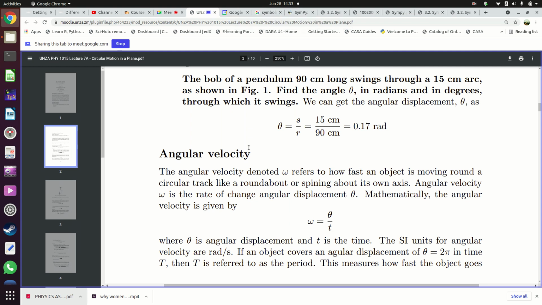And how do we do this? We have to divide the angular displacement, how much displacement you have covered, by the time, t. And this is what gives you angular velocity. Angular velocity is denoted by this letter which you have here. It looks like W, but it's not W. It is a Greek letter called omega.